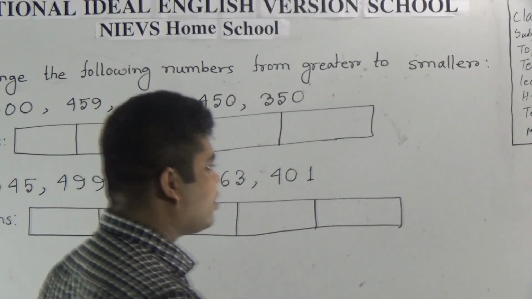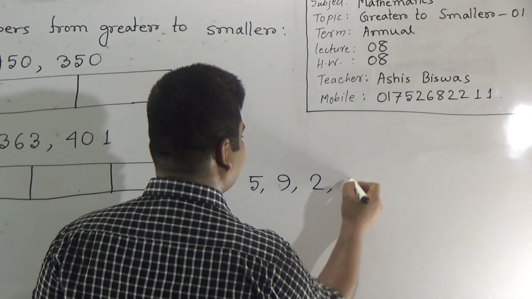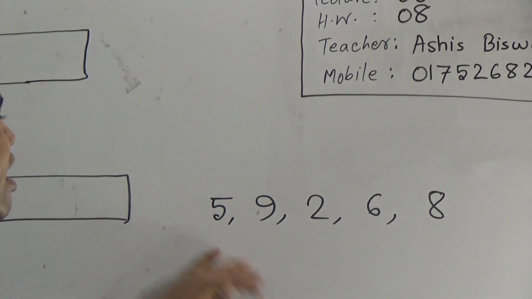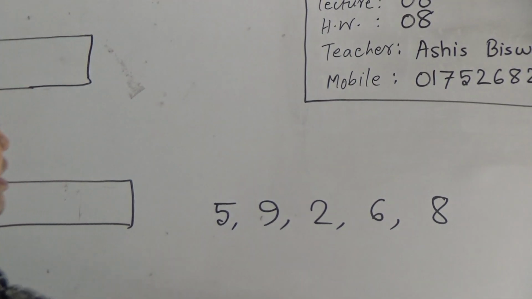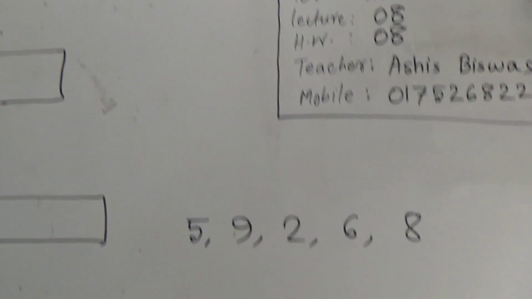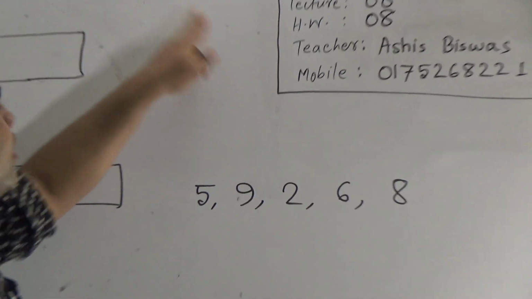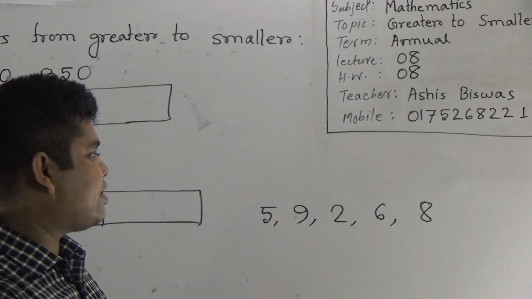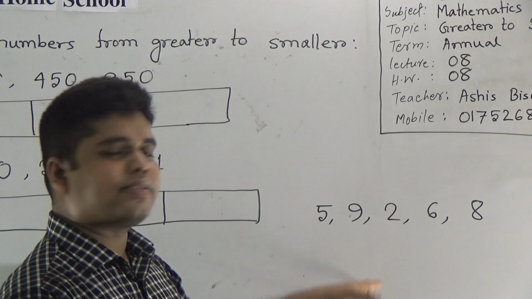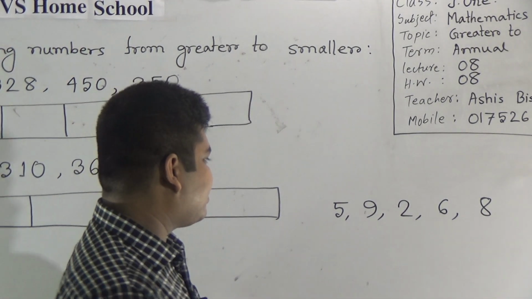My dear students, here you notice some numbers: 5, 9, 2, 6 and 8. Here 5 numbers are given. They are not arranged. We arrange the numbers from greater to smaller. That means at first we write the greatest number. After that we write the next greatest number. After that we write the next greatest number. Okay. So let us start.